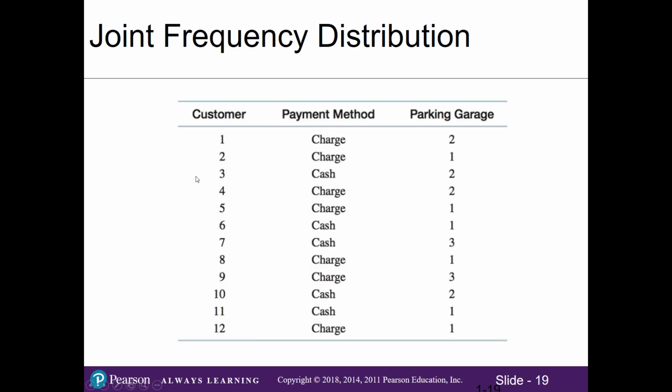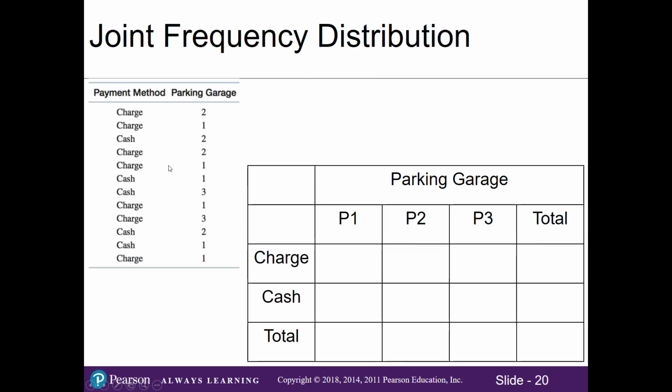In our text, we had 12 customers who were parking their car. They either charged the parking cost or they paid cash, and they were parking in a particular parking garage. So we've got two variables we're looking at, the payment method and which garage customers went into. Here I'm going to have the data on the left for ease, and we create our table where we've got one variable, charge or cash, on the left, and the other variable, which is the parking garage, up at the top.